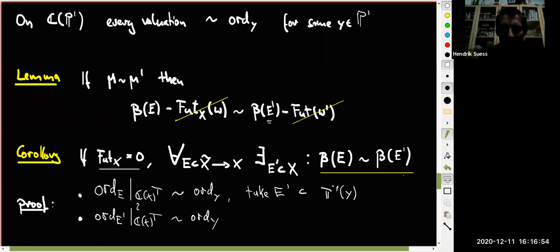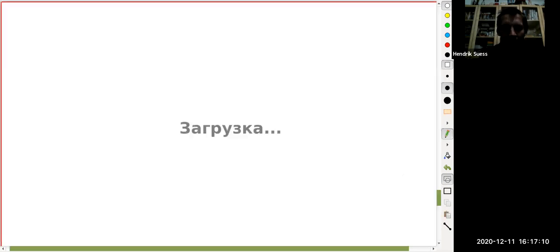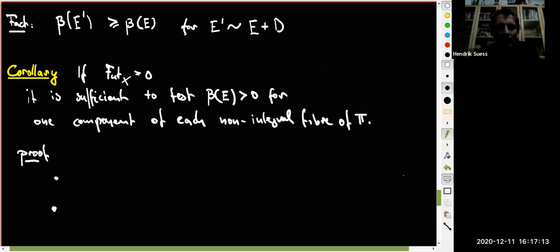So it just tells us if we are able to make sure that the beta invariant of every divisor on X is positive, then we automatically get that the beta invariant of every divisor E over X is positive. Okay. And actually we can do a little bit better. So earlier I claimed we need to test every prime divisor on our variety X, but actually we can further restrict the class of prime divisors to look at.